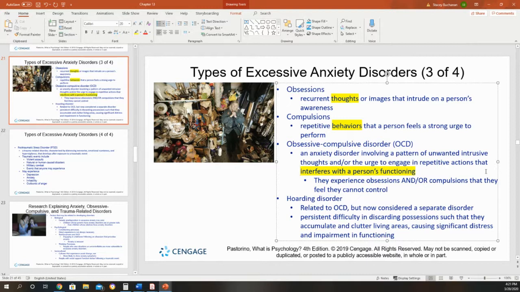So someone who suffers from obsessive compulsive disorder has to wash their hands. They have to. They feel like if they don't, they will die. Something terrible will happen to them. These rituals actually provide them temporary relief.